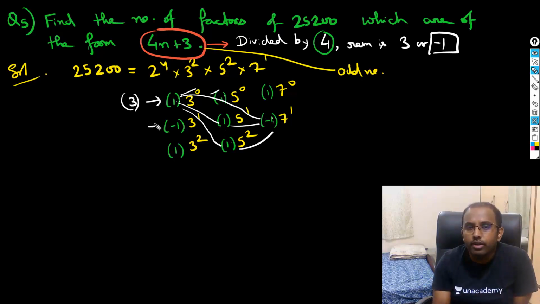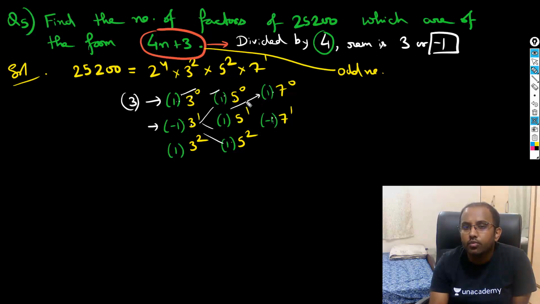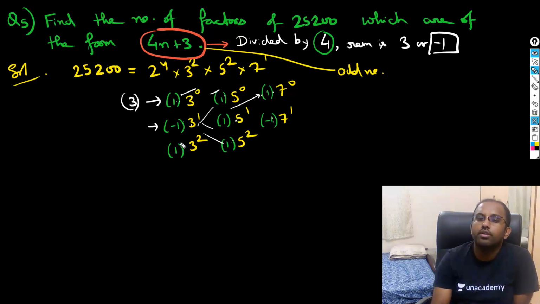Similarly with -1 I want to get -1, right? So basically -1 again in 3 ways. What are those 3 ways, guys? With -1 I'll go to 1, 2 and 3 and all should end at 1. So basically 3 into 1 into 1, 3 into 5 into 1, 3 into 5 square into 1. So all these factors will basically end in what?